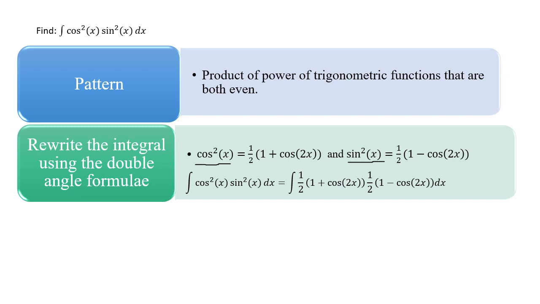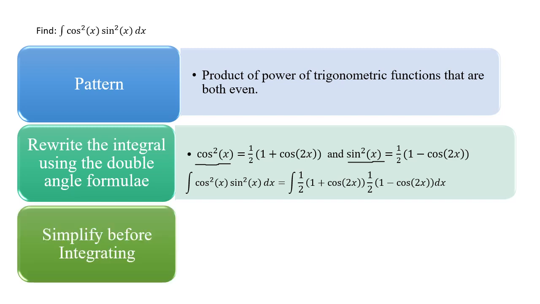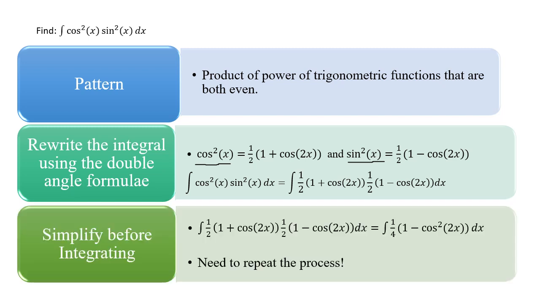And so remember, whenever we do any type of mathematics, integration, differentiation, solving equations, anything, the first step is to simplify. In that case, that means to multiply things out. So I'm going to multiply the 1/2 and the 1/2. I get 1/4. And you're left with 1 plus cosine 2x times 1 minus cosine 2x. And that's basically a sum and a difference, like a plus b times a minus b.